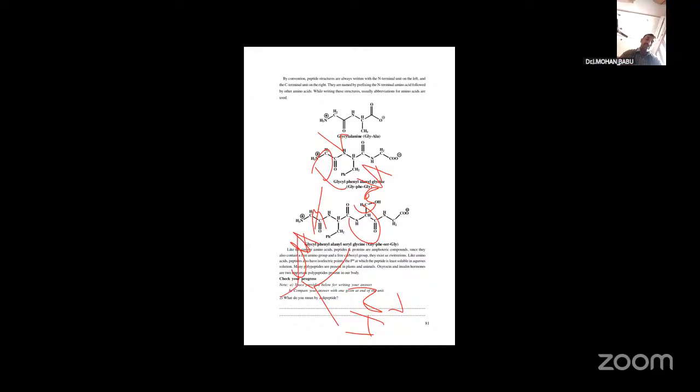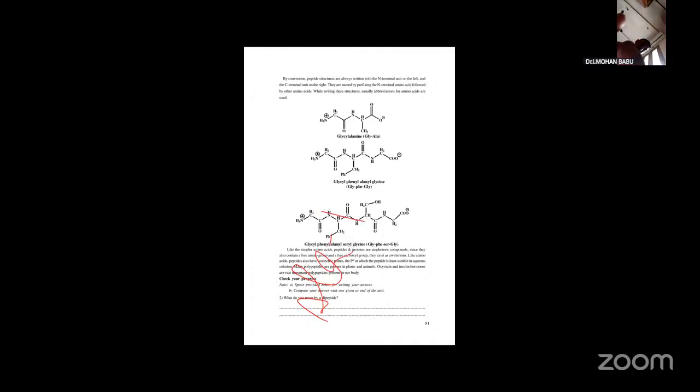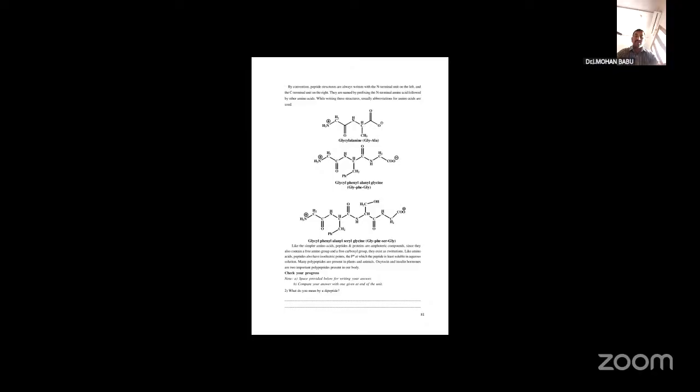The isopropyl group has two CH3. So by combination of these three, you will get a tripeptide, and its name will be alanine, phenylalanine, valine. Like this, you can get a variety of peptides here. So this is the peptide nomenclature.